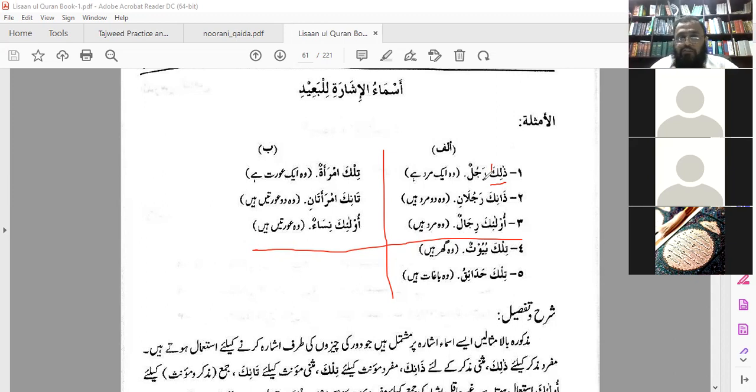Now if it becomes mansoob, meaning the object of the sentence, the hayyat is not changing. Dhalik remains the same. Is that clear? If I make it majroor, marartu bi dhalika rajulin, I passed by that person. Dhalik also remains the same when it is majroor. That's why it's mabni, because the word is not flexible.